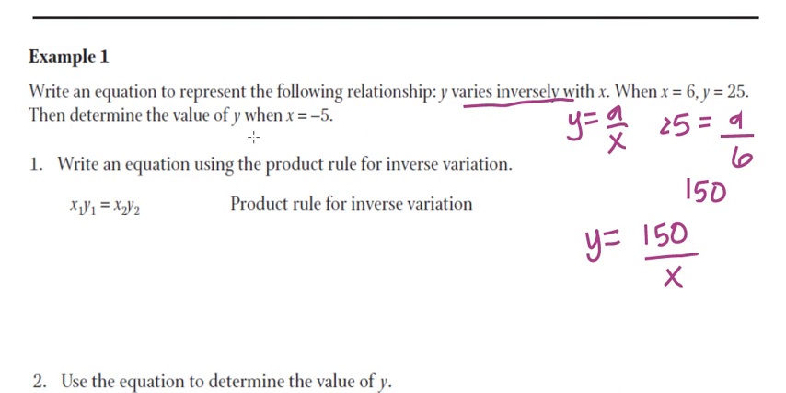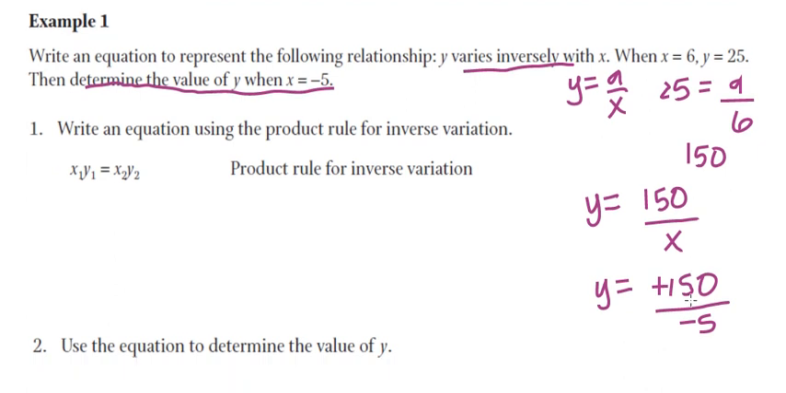Well, then it asks us to determine the value of y when x is equal to -5. And that basically is just asking us to change x to -5. So that's 150 divided by -5. And it's actually a positive 150. I don't know why I decided to make it negative. And when we solve that out, it tells us right there that y is going to be equal to -30.